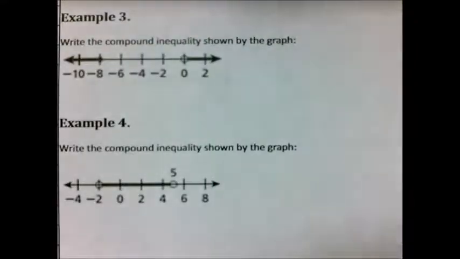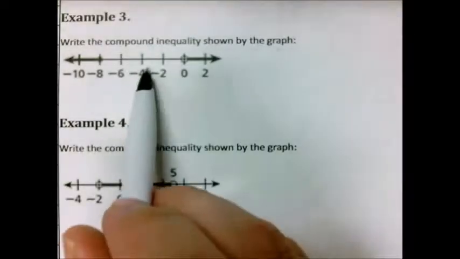All right, finally let's do example 3 and example 4 here. We need to write the inequalities shown by the graph. And remember, and statements connect both of those parts. It is what is included in both graphs. Or inequalities are ones that include both of them. They usually go opposite directions.